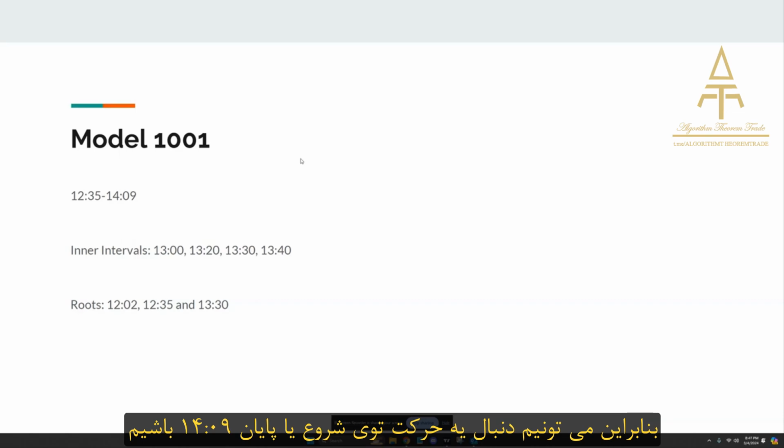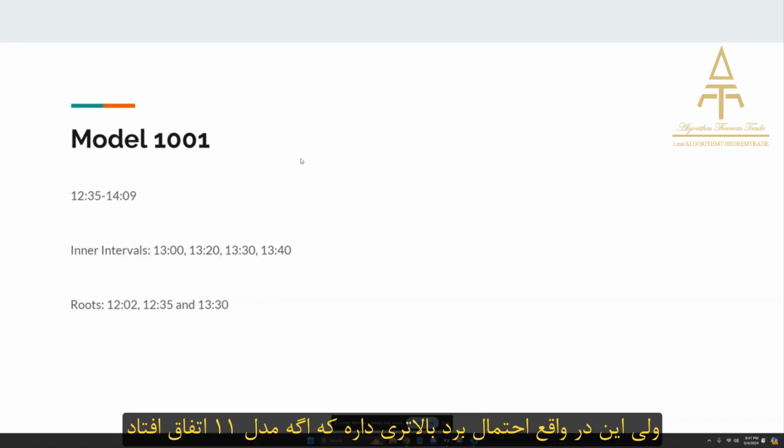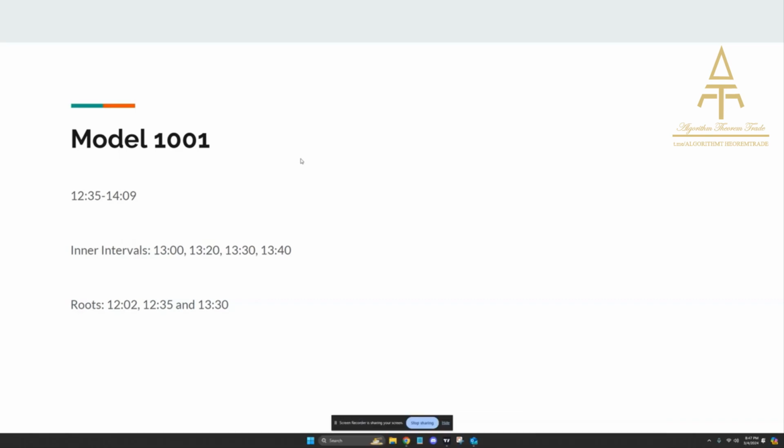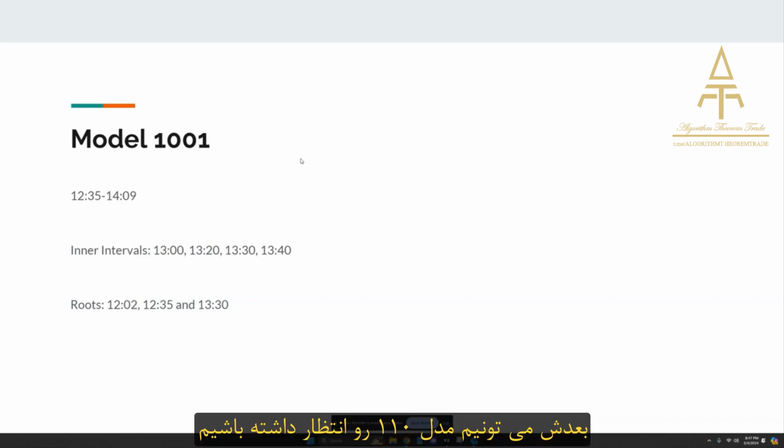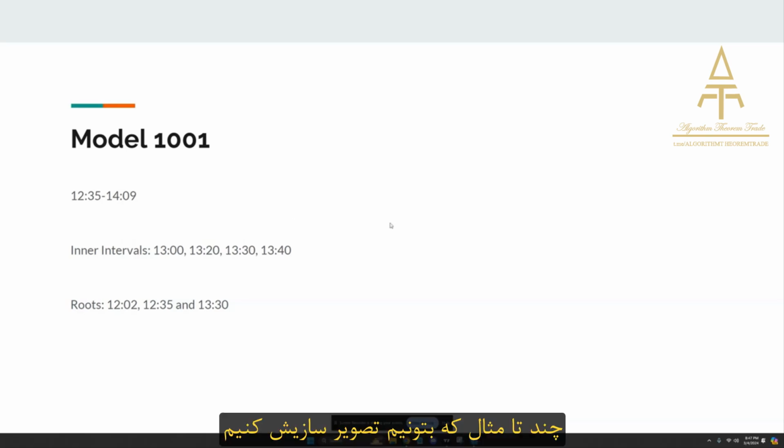Thereafter, we can seek a move ending or beginning at 1409. So we must use also the 15-minute chart, and we'll go through examples of that. But that's essentially the high probability case: if model 11 occurs, then we can expect model 110. So, I mean model 1001. So let us go through a couple examples to portray that.